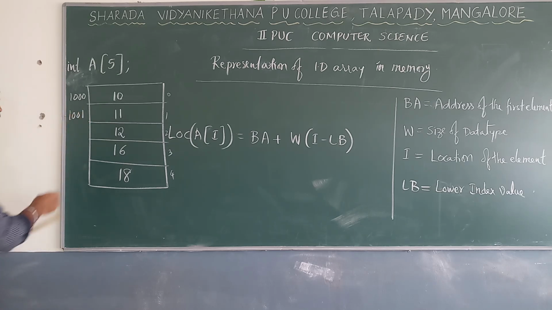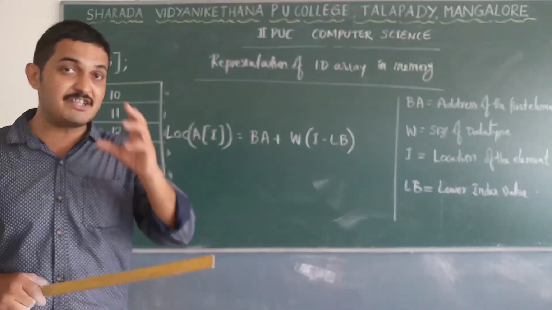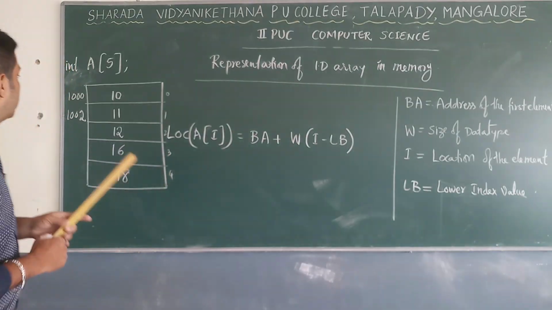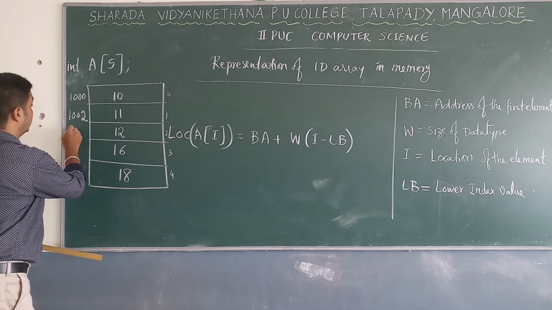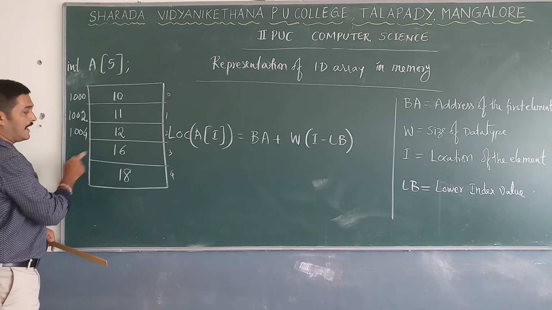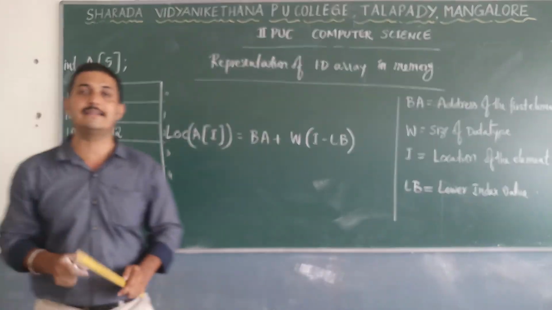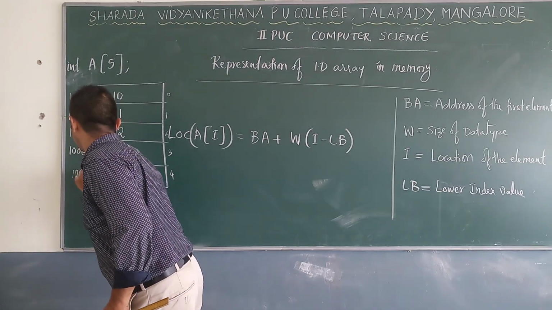Instead of 1001, it is 1002. It's because we are using integer data type. Under integer data type, we need 2 bytes of space to store each and every element. So the address of the first element is 1000, the address of the second element is 1002, and the address of the third element is 1004. The address of the fourth one is 1006. That means each element requires 2 bytes of space, and the address of the last element is 1008.